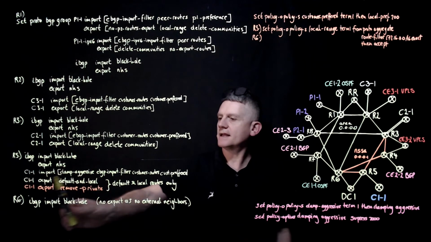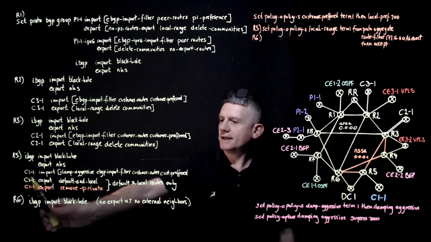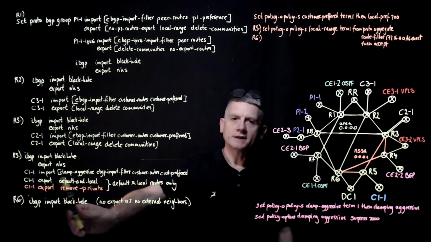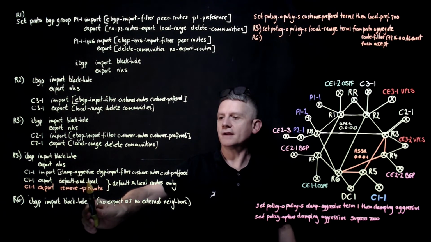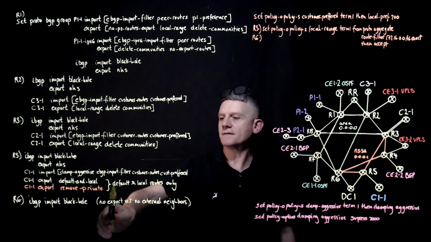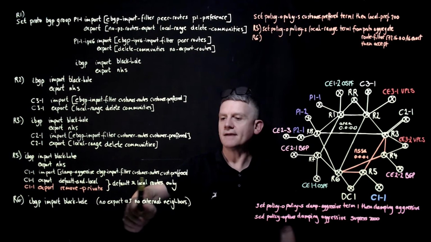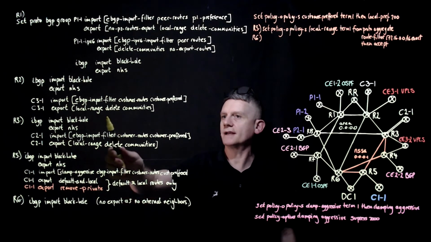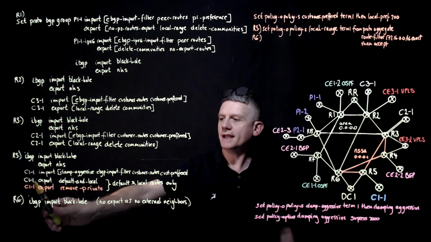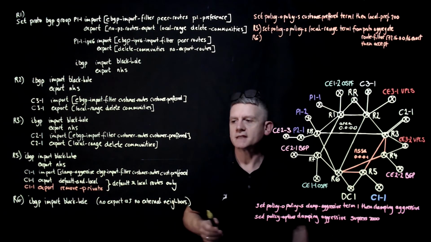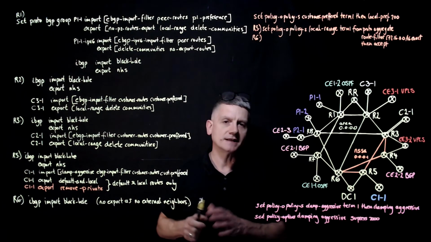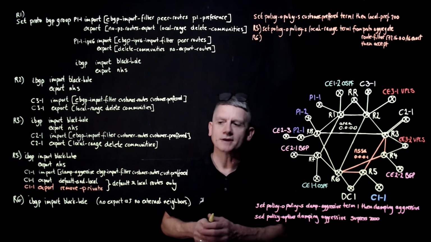Okay, the second thing about C1.1, which is a little bit unusual, is that it's only getting the default and local. It's the only route that it's asked for. So therefore, we're effectively creating one for it. And because of that, we don't need to have the same type of filtering on deleting all the communities. And here what we're doing is we're typing in the command export remove private. And what that does is it literally just strips out the private AS number.